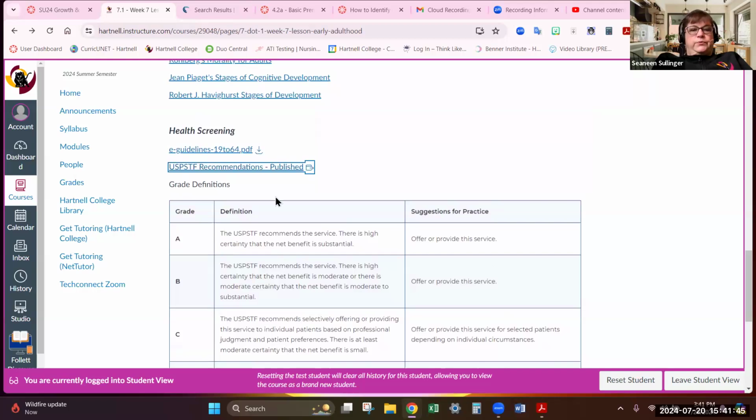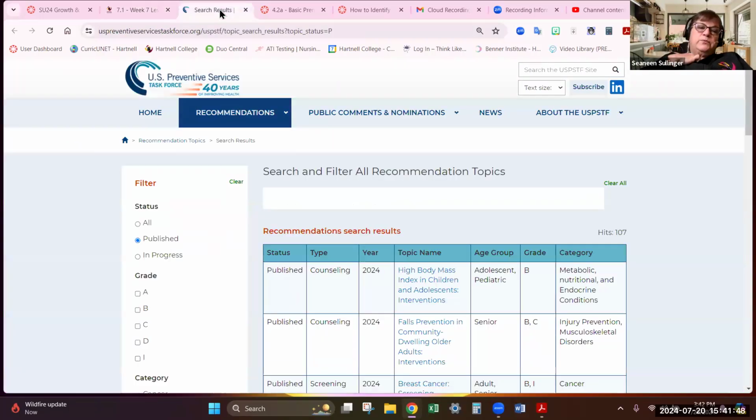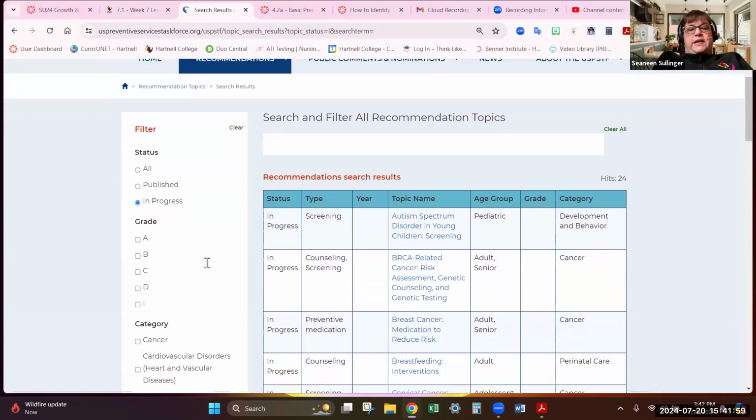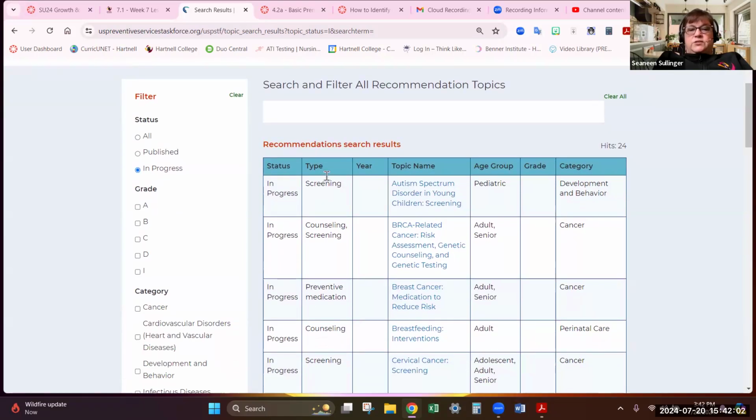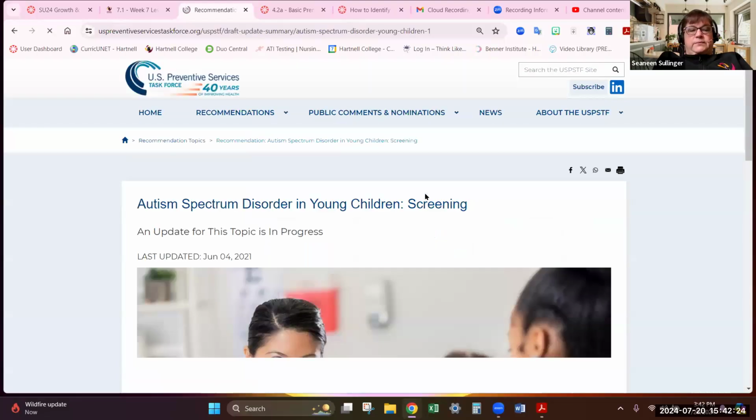So when you go to the website, like we just did, you can look up different types of screening recommendations. You can do those that have been published. If you click in progress, it changes, and it means, for example, here we see the screening topic autism spectrum disorder in young children. We talked about that when we were talking about the children, early childhood. And so pediatric is the age group, development and behavior. And so they're studying it to see what the recommendation might be. So let's click on it and see what they tell us.